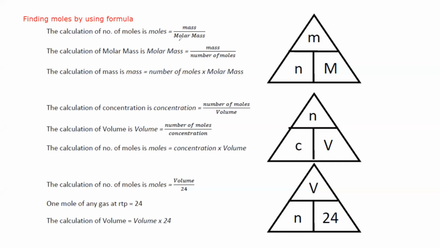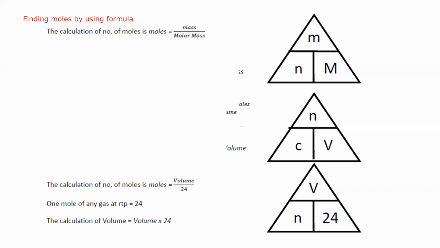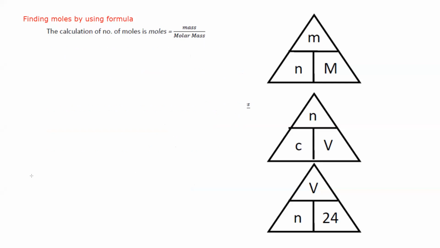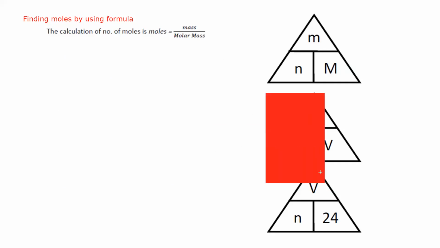The second way of finding the moles is by using a formula. And what is a formula to find the moles? We'll discuss the first formula. You can use these letters. It's not necessary you write the full formula. You can use these letters to write the formula. The first formula to find the moles: moles equal mass in gram divided by the molar mass.